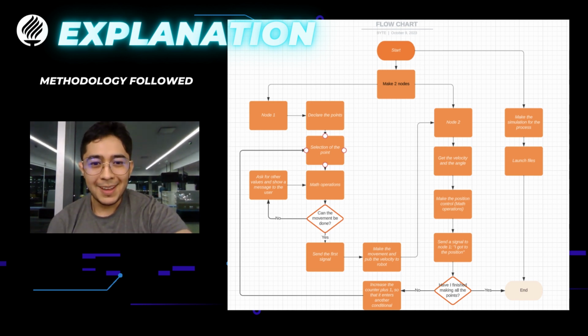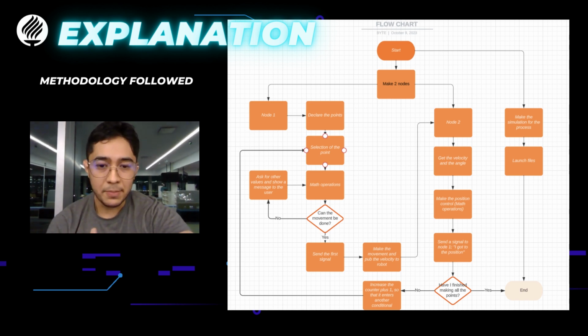Now, node 2 gets the velocity and the angle, then makes the position control math operations, and sends a signal to node 1: I got the position. Have I finished making all the points? If the answer is no, increase the counter by 1, so that it enters another conditional, repeating this process and increasing the counter until the objective is met. When we finish all the points, the program is over, and the simulation is done in parallel using the launch files.